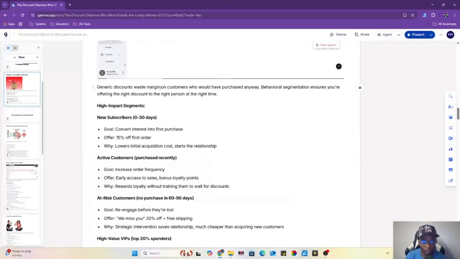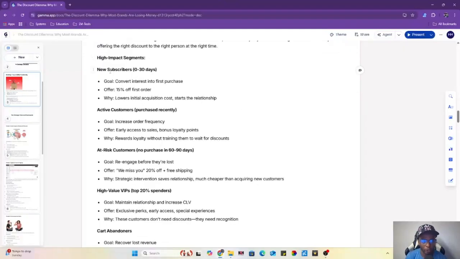Generic discounts waste margin on customers who would have purchased anyway. Behavioral segmentation ensures you're offering the right discount to the right person at the right time. High-impact segments, new subscribers, 0 to 30 days. The goal, convert interest into first purchase. Offer 15% off the first order. Why? Lowers initial acquisition cost, starts the relationship.